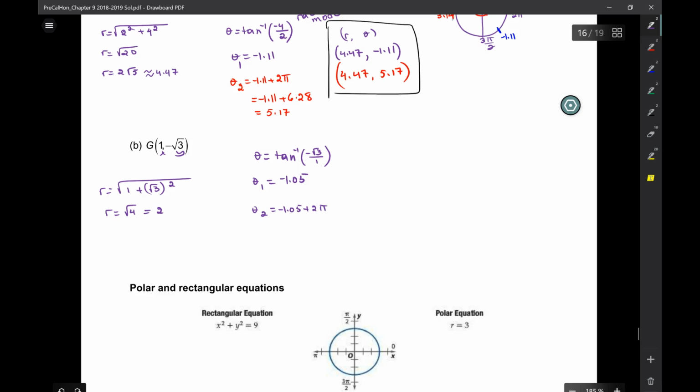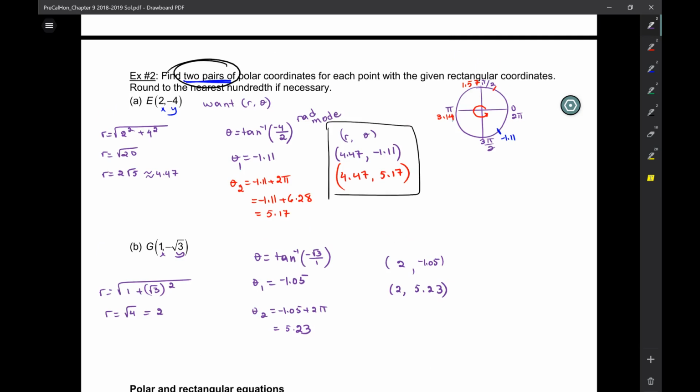So then theta 2 would be that plus 2 pi. And how much is that? 5.23. So I have 2 and negative 1.05, 2 and 5.23. All right.